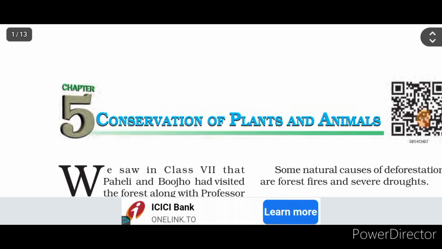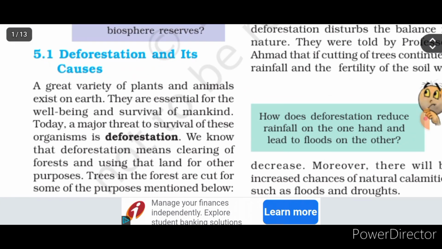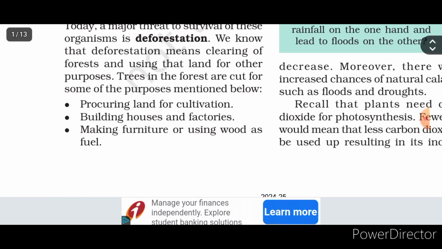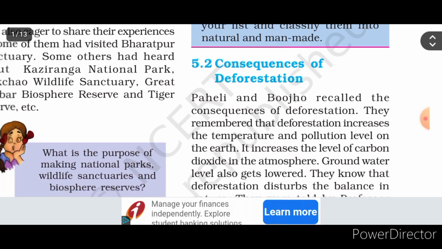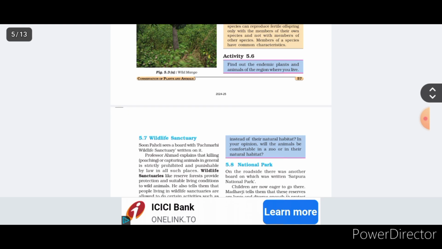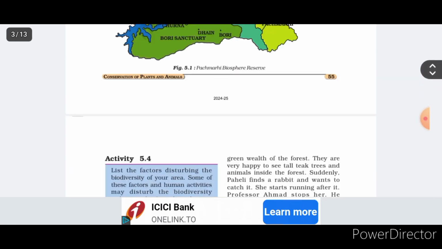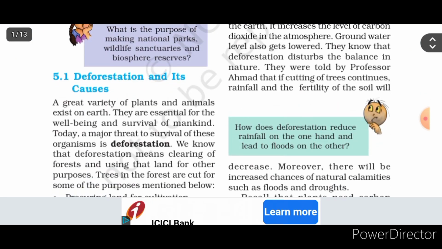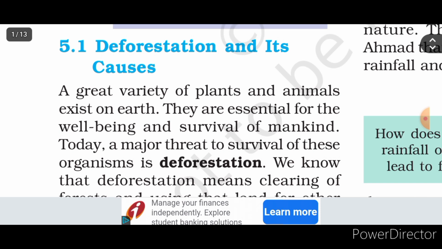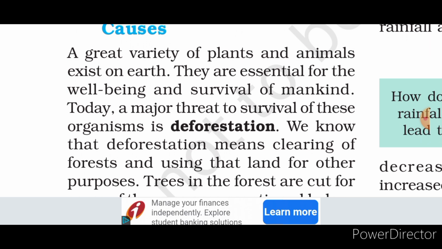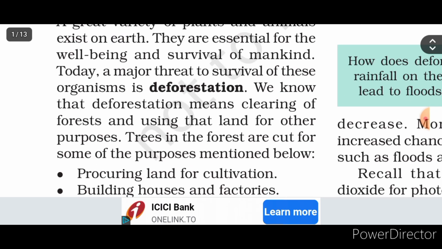Chapter 5, Conservation of Plants and Animals. Deforestation and its causes. A great variety of plants and animals exist on Earth. They are essential for the well being and survival of mankind. Today a major threat to survival of these organisms is deforestation. We know that deforestation means clearing of forest and using that land for other purposes.